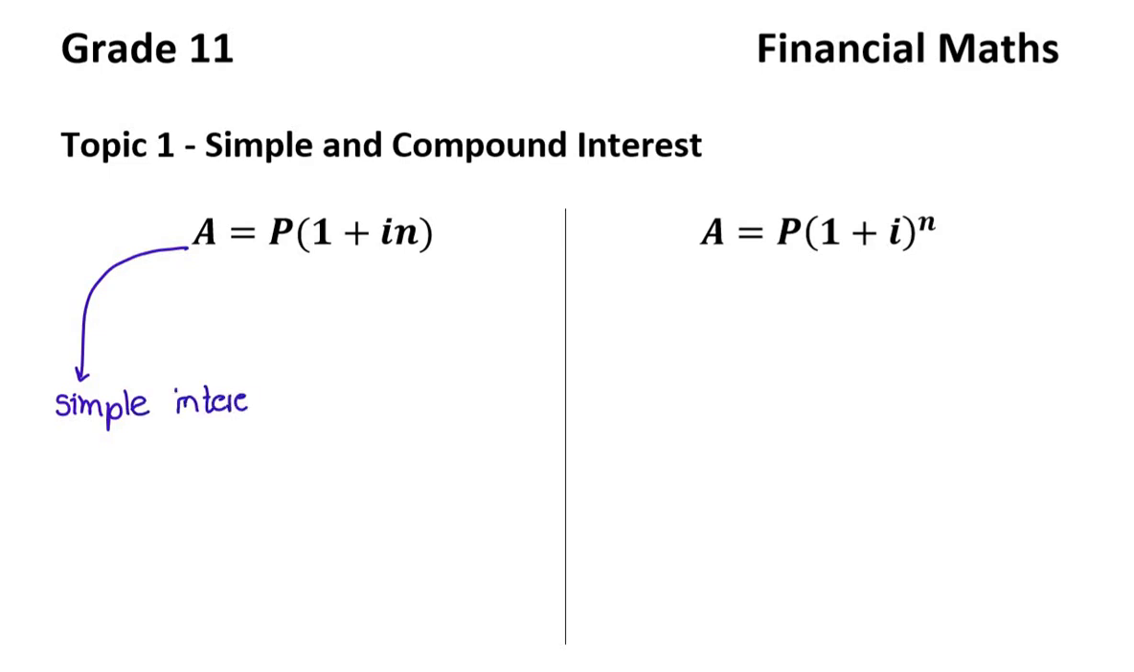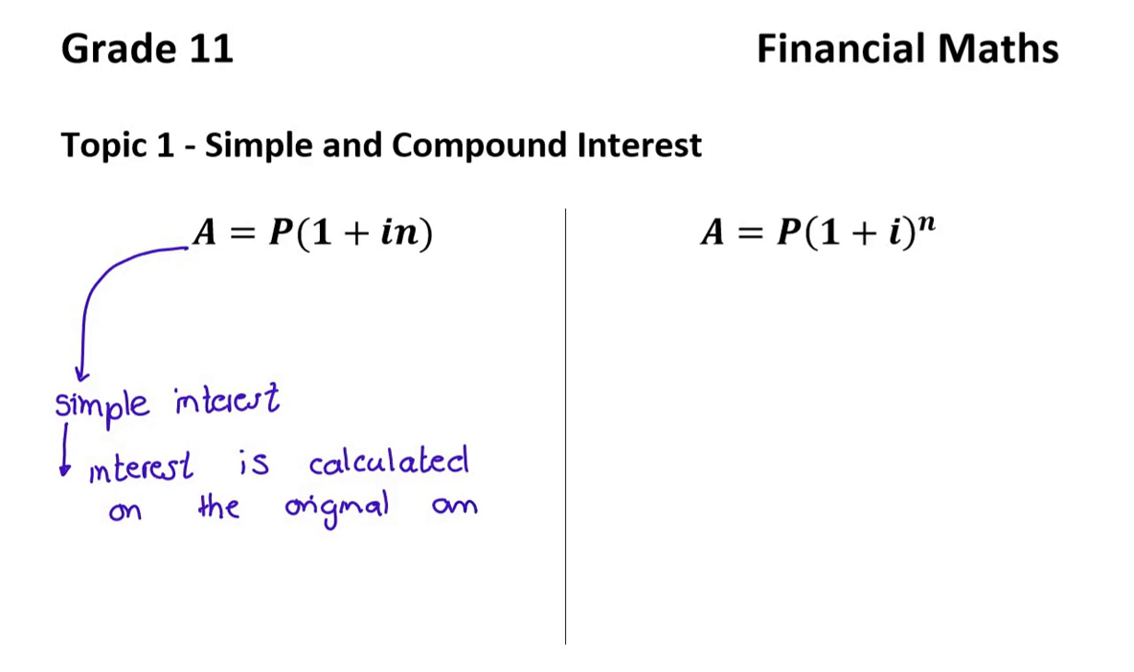So simple interest is quite rarely used in the real world. There are a couple of cases that we will use simple interest for, but simple interest is where interest is calculated on the original investment every single time. It could be the original loan or the original investment, depending on what you were doing. So interest is calculated on the original amount. I'm just going to say amount because it could have been a loan or an investment.